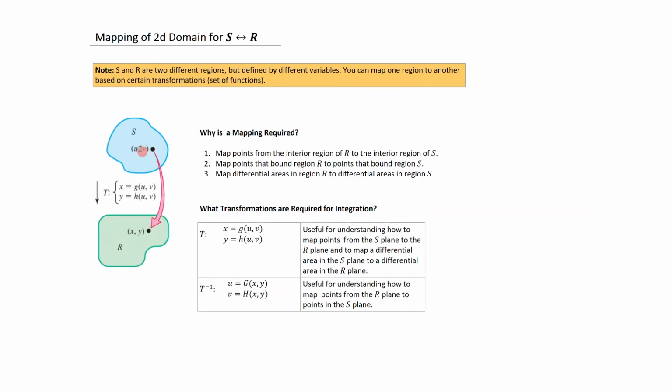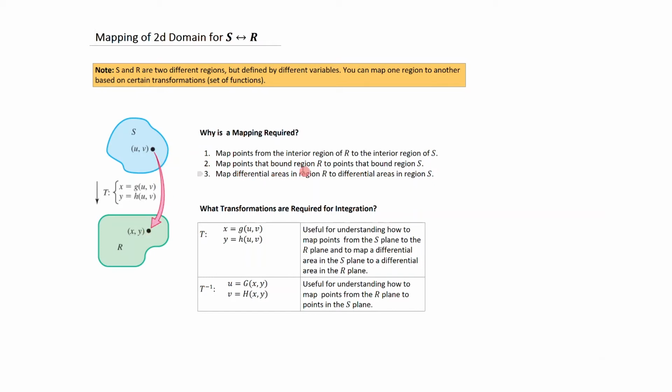Now we can map points from this region to this region, or the other way around, through a transformation. That transformation T is defined as x is some function of u and v, and y is some function of u and v. So you might ask yourself, why is a mapping required? Well, here are the three points. For one thing, you map points from the interior region of R to the interior region of S.